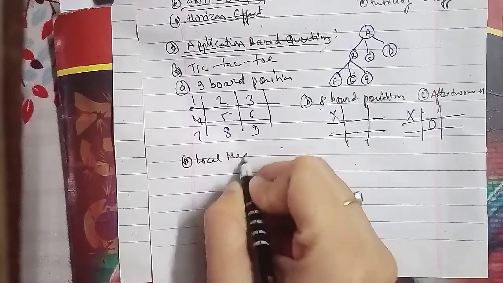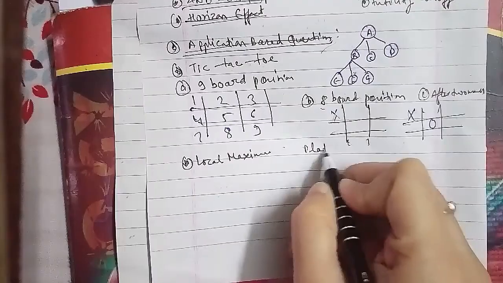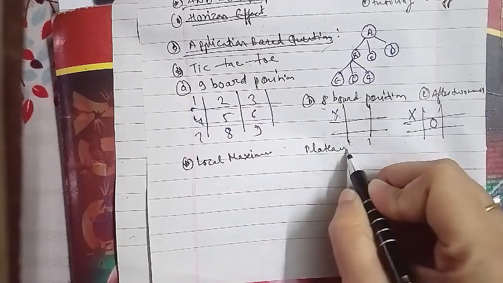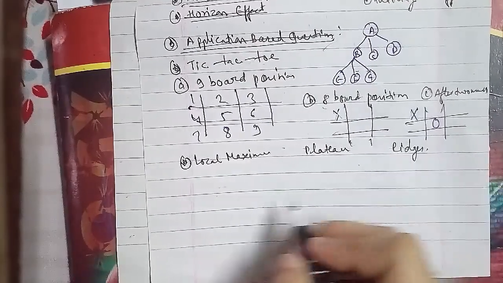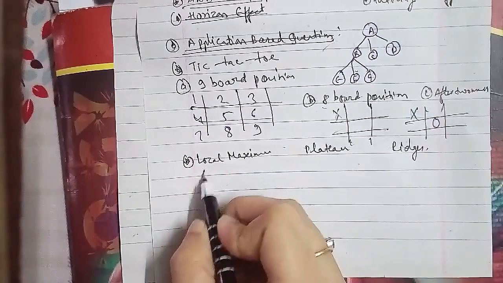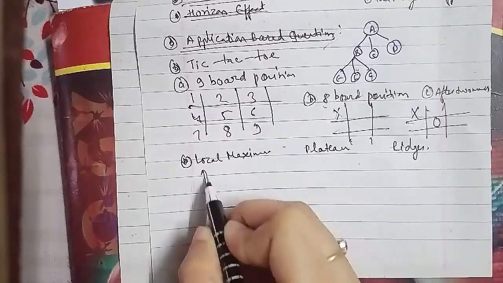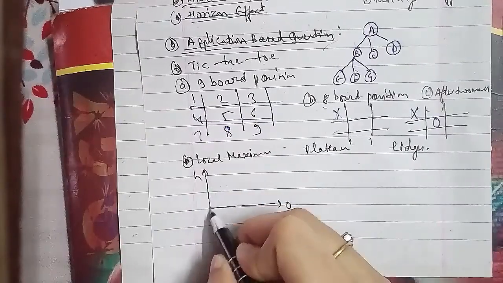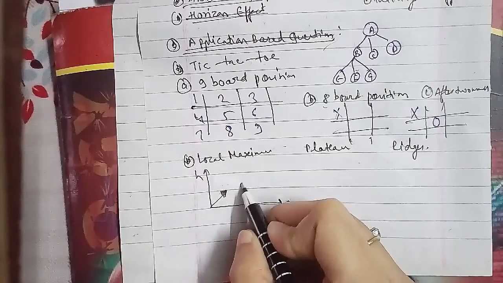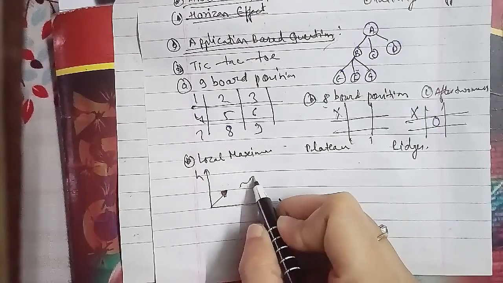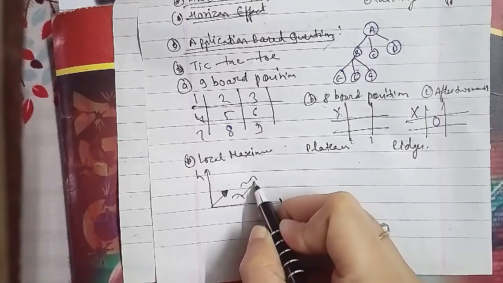Local maxima, plateau, and we have your ridges. In the local maxima here it will be 0, it will be H, and this will be sort of here. This is a diagram for the local maxima.